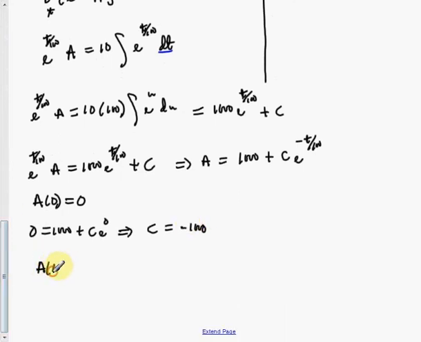So the amount of salt at any time can be found by the equation A of t is equal to 1,000 minus 1,000 times e to the negative t over 100. So if you want to know the amount of salt at 5 minutes, you just plug in little t equal to 5, and you can solve for the amount of salt. Any questions there?